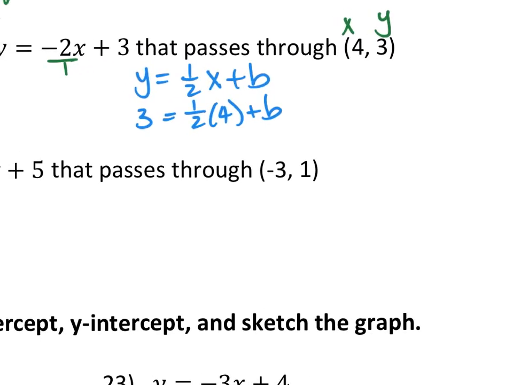Zoom that in. So if I multiply 4 with 1/2, think of 4 as being over 1. You can always put any number over 1. So 1 times 4 is 4. 2 times 1 is 2. And if you reduce 4 over 2, if you just take 4 and divide it by 2, you just get 2. So this is going to be 3 equals 2 plus b. And so then I would just subtract over the 2. And so my b equals 3 minus 2, which is 1. So my b here is 1.